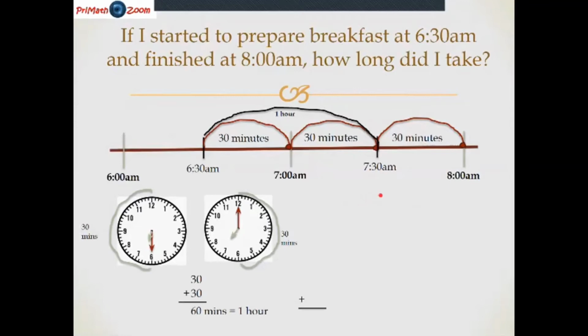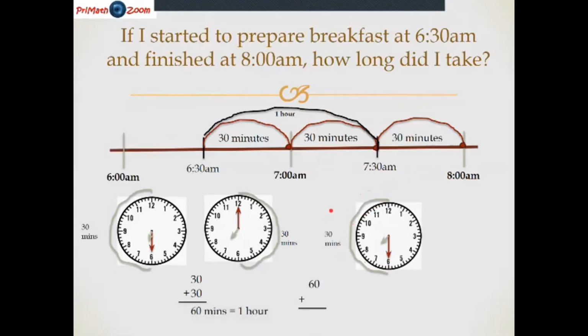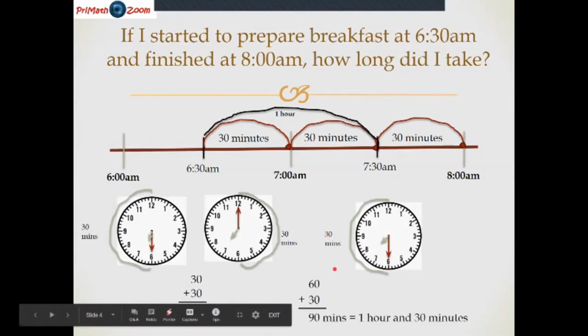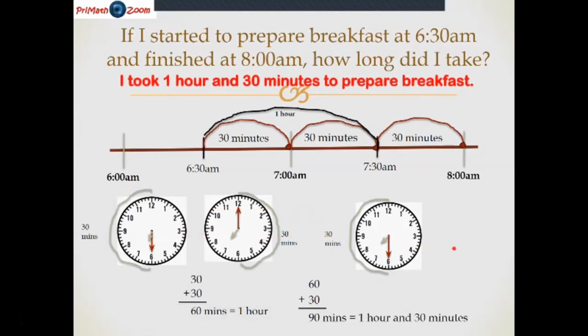However, we're not yet at the end time, 8 a.m. So let's go on another clock. And on this clock, we have 7:30 a.m., which we ended at, and we know a half hour more will bring it to 8 a.m. So here we have that 30 minutes plus the 60 minutes we had before to give us a total of 90 minutes. And 90 minutes is the same as 1 hour and 30 minutes. So I took 1 hour and 30 minutes to prepare breakfast.